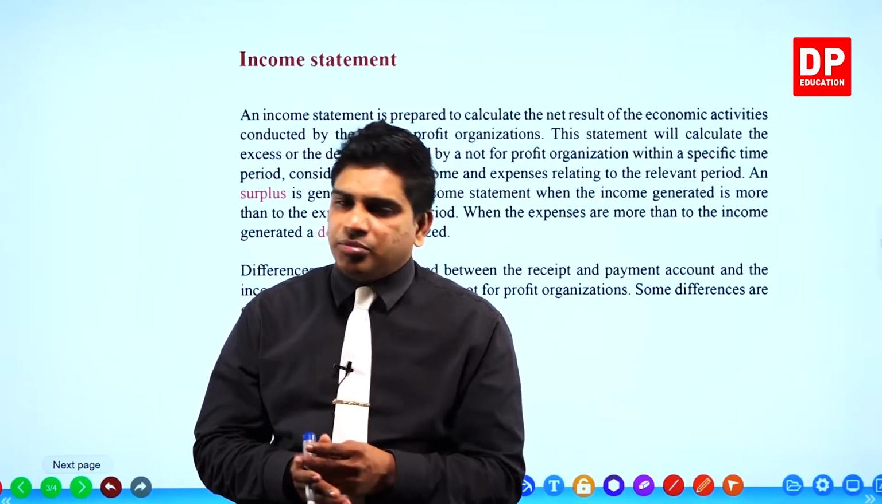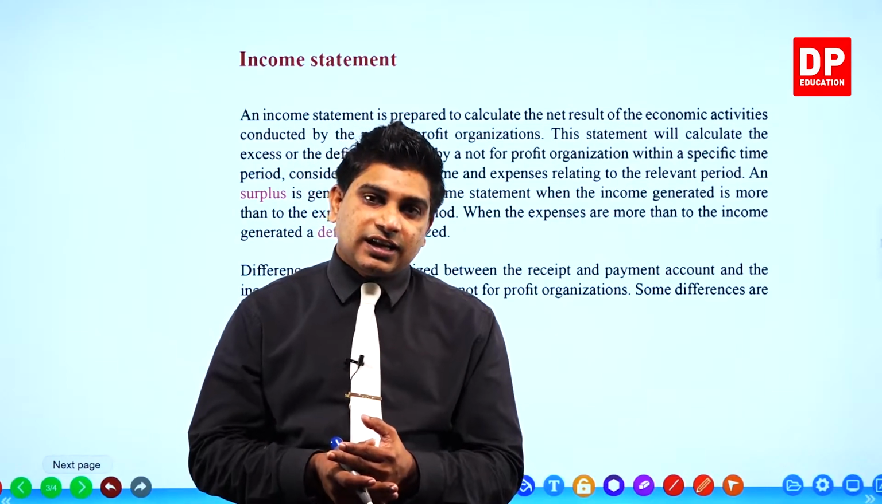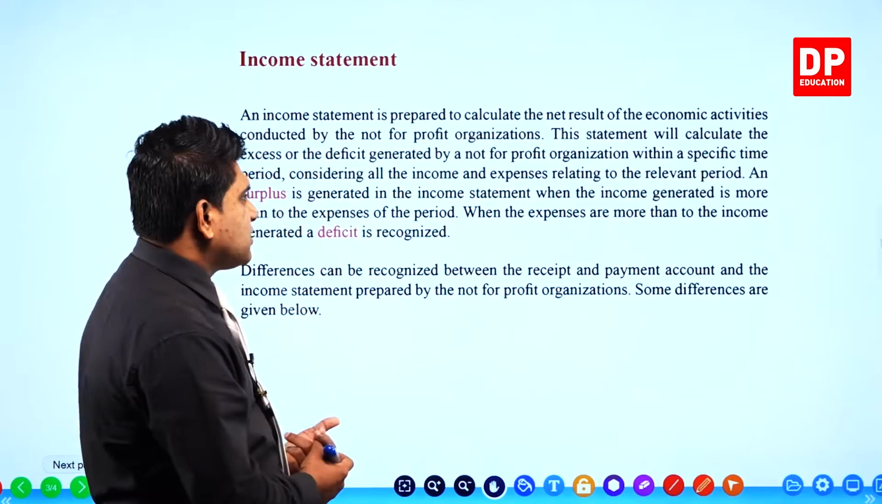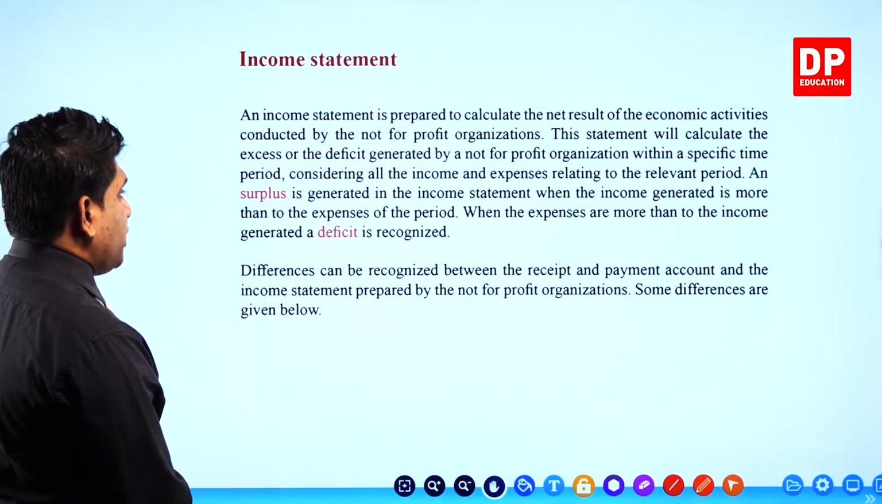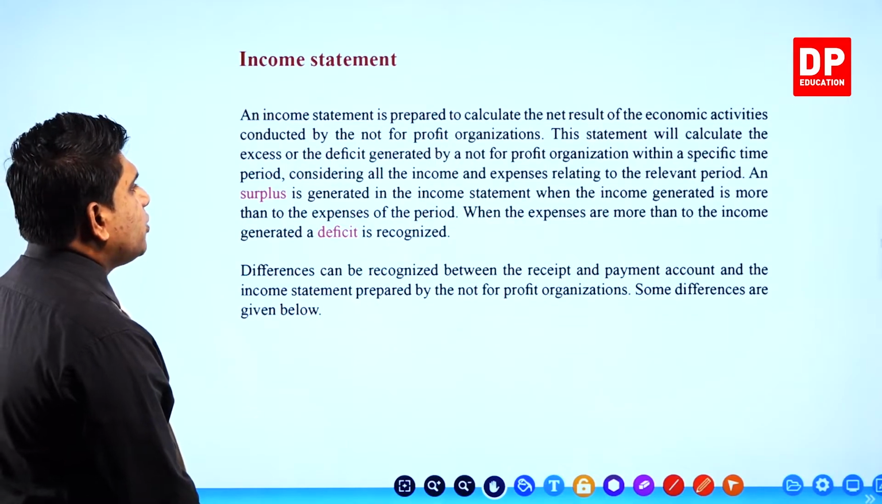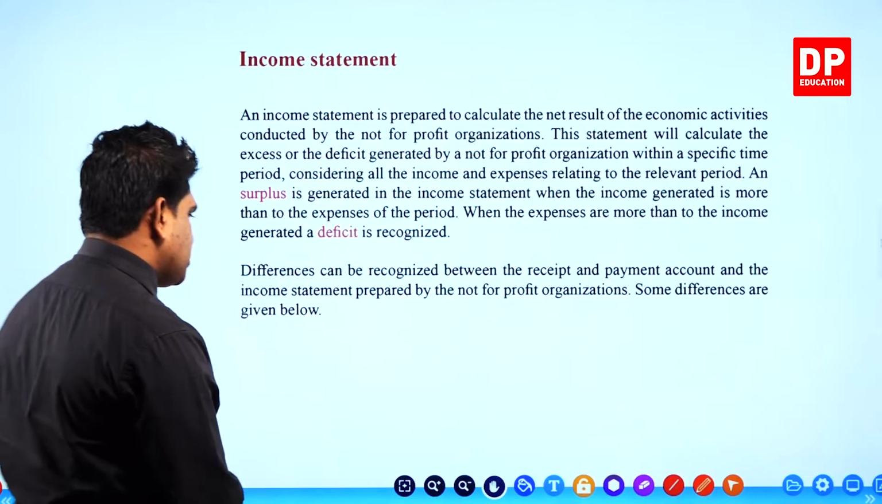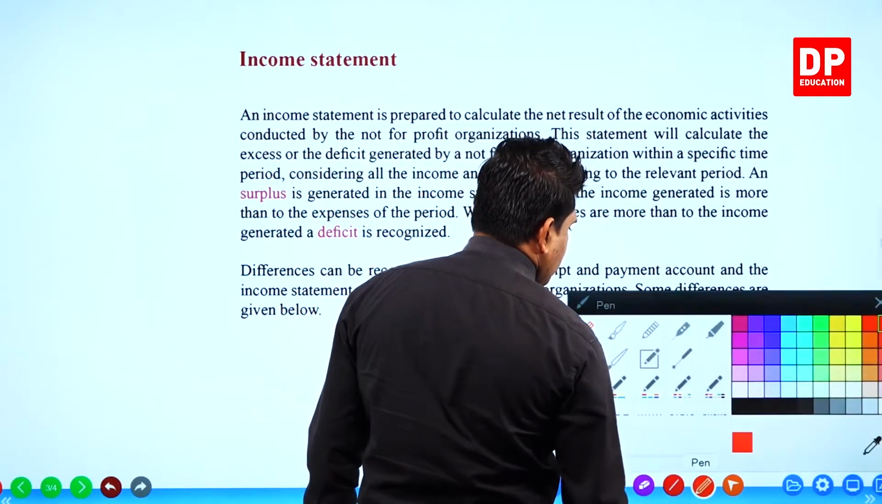The second statement is what? Income statement. Now, let's move to the slide. An income statement is prepared to calculate the net result of the economic activities.